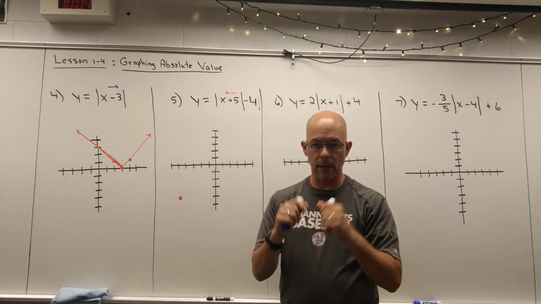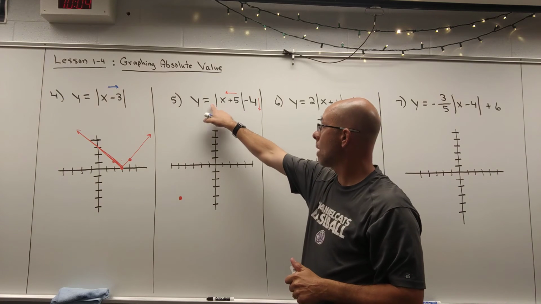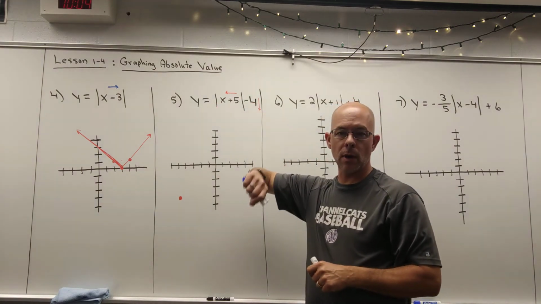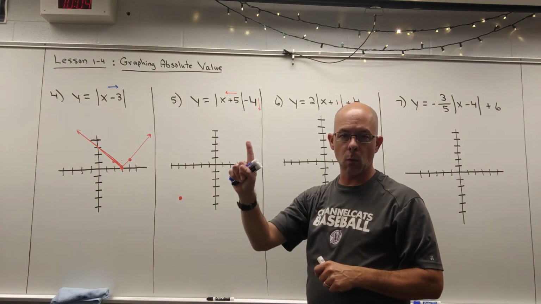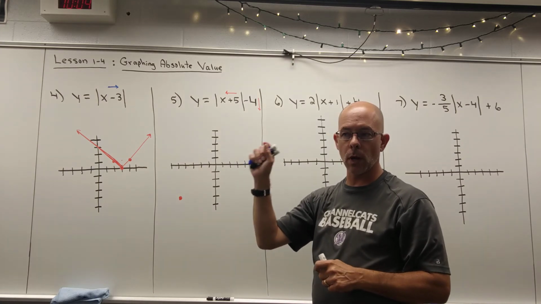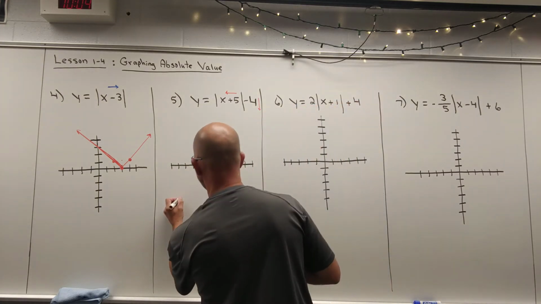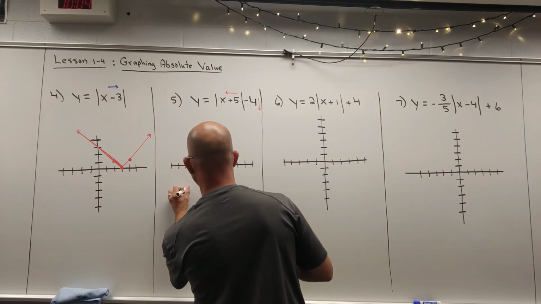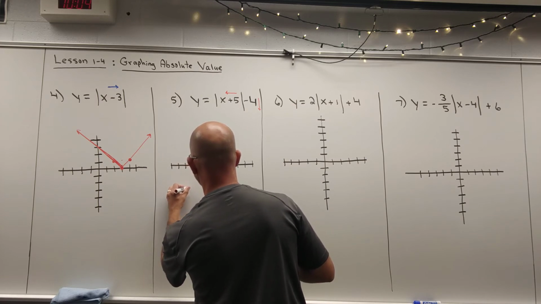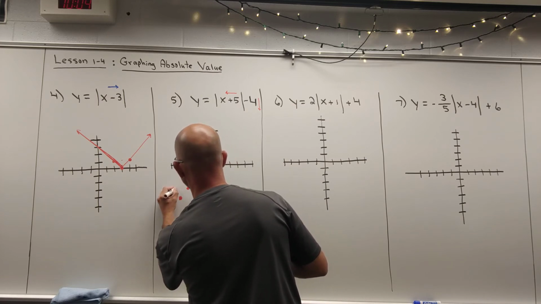That is your vertex. We do not have a number in front. When we don't have a specific number in front, we call it a 1. That's a rise 1, run 1 situation. So rise 1, run 1.